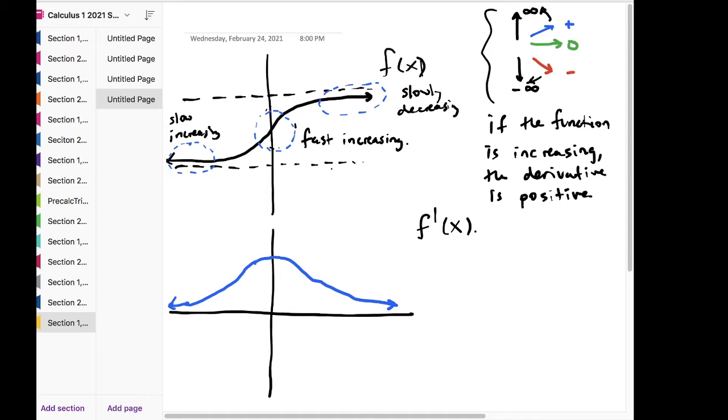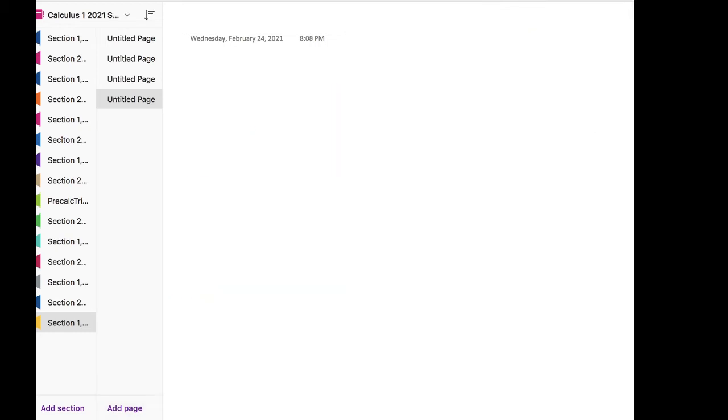Okay, so any questions on this? And is that okay, the picture of the derivative? All right, if not, okay, good. Okay, let's do another one.